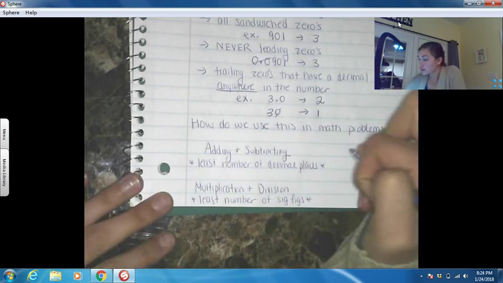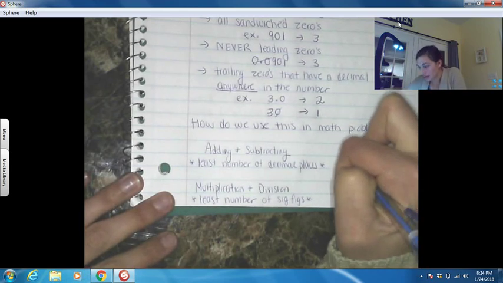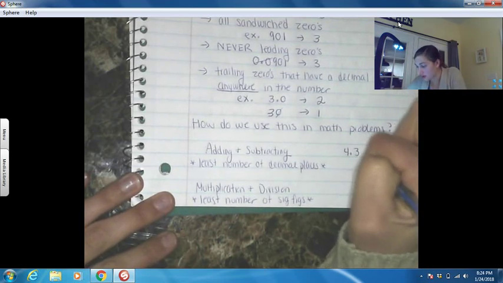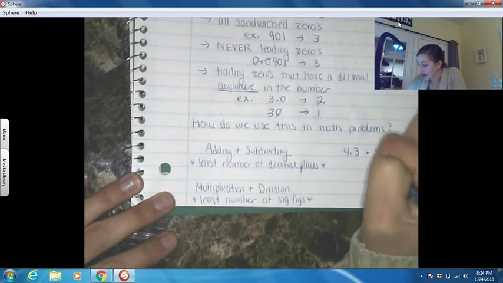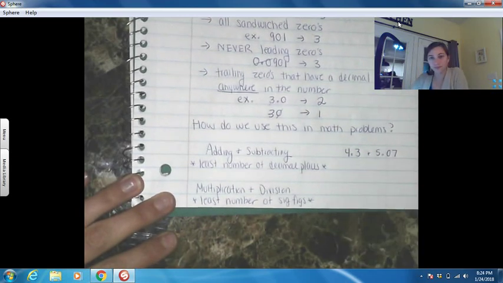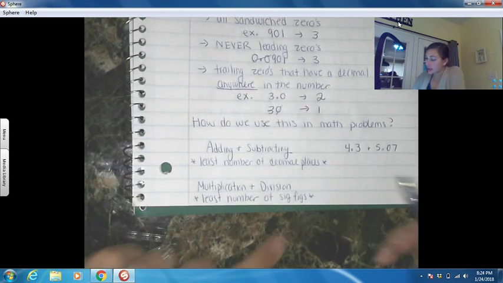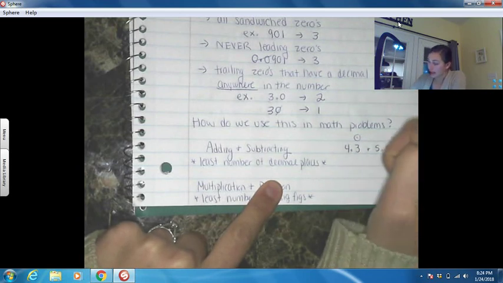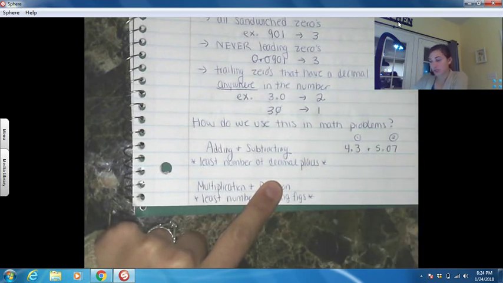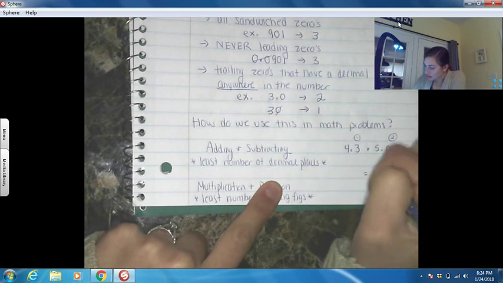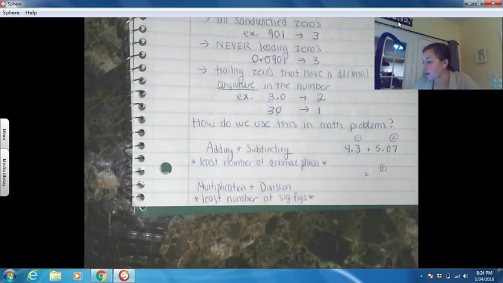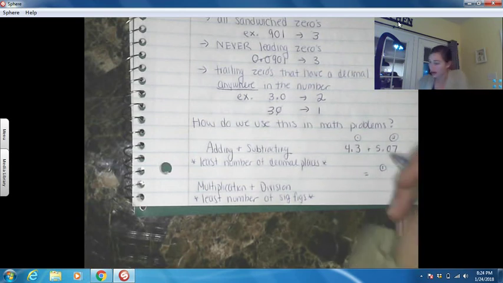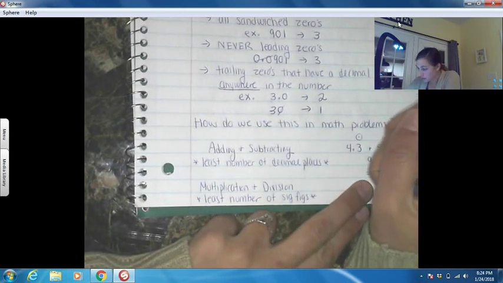So for example, let's say we had 4.3 plus 5.07. What we want to do is say we have one decimal place in this number and we have two decimal places in this number. So that means that our answer can only have one decimal place. So what we would do is do 4.3 plus 5.07, and that comes out to 9.37.